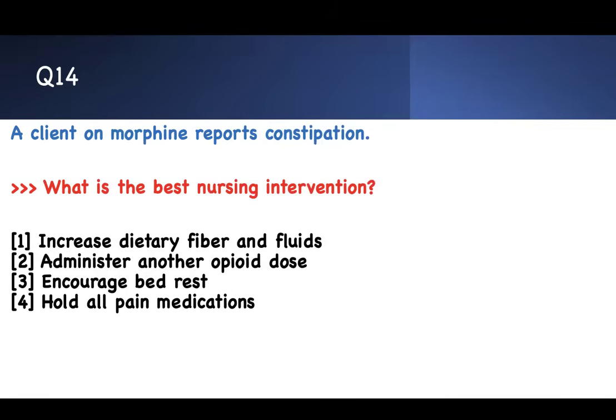A client on morphine reports constipation. What is the best nursing intervention? That means the overall treatment of constipation. Don't give them laxative. But the overall treatment of constipation is what? Increase dietary fiber and fluid. Administer another opiate, that's going to worsen it. Bed rest is going to be a problem. All other pain medication is not an option. Give them fiber and fluid.